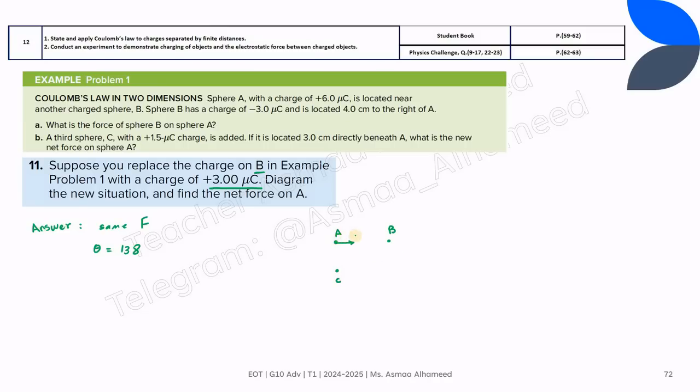Before we had an attraction between A and B. Now both of them are positive, so in this case there will be a repulsion, so the force will be the other way. This will be force B on A. Then we have the same repulsion between C and A, so the force will also be up in this case. This is force CA, and the charge will move again in this direction, but then my angle will be from the 0 all the way to here, so it will be 138 degrees.